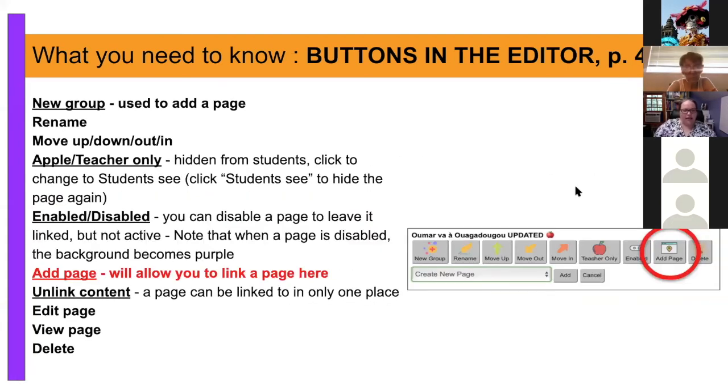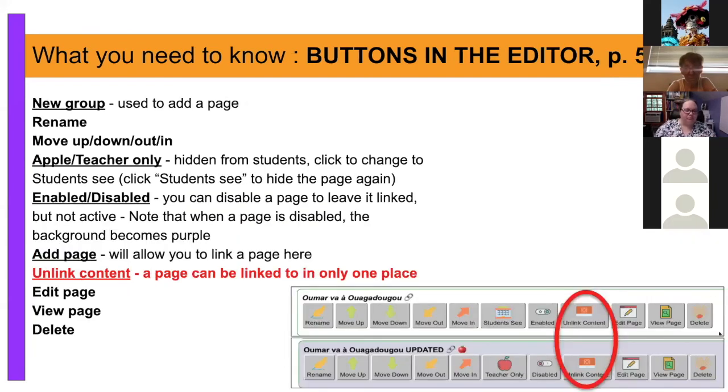The add page button, this is going to be important. This is what allows you to link a page to your new page that you want to create. Unlinked content: if you don't want something linked to the book, or you want it to be somewhere else, you can click unlinked content and then it won't be linked anymore.